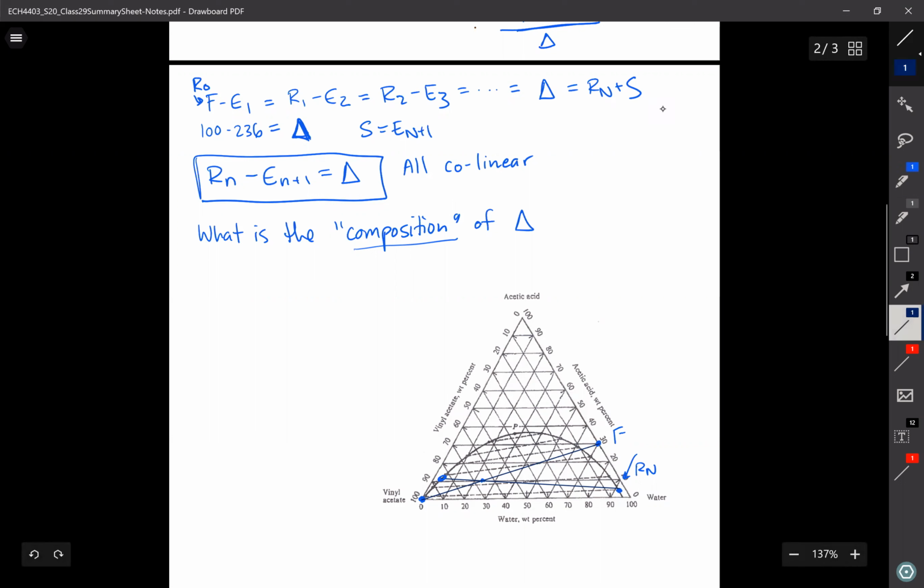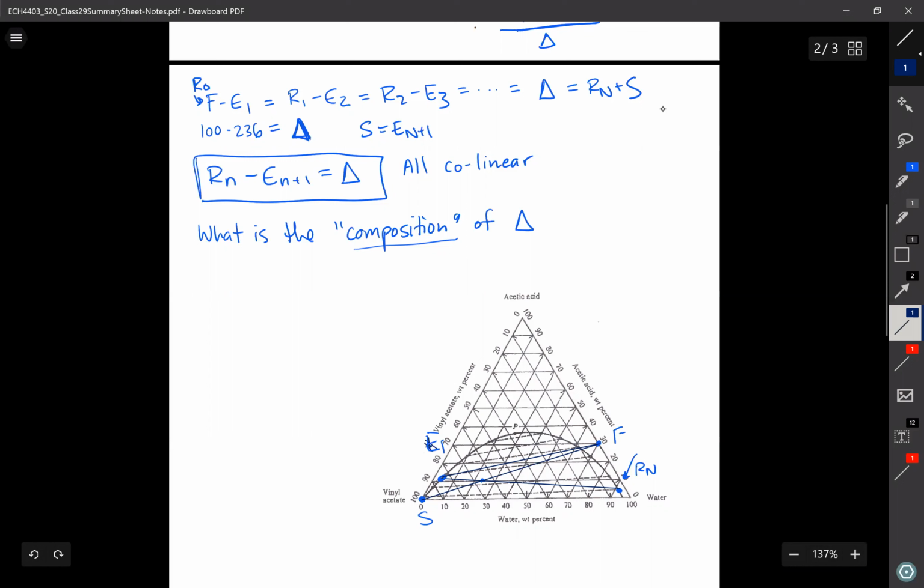So I've already labeled F, E1, come on, I can't get my pen, E1 and F are on a line. All right, and now I can see that if I just draw the line and stop it there, then I'm saying that the delta point should be collinear with both F and E1 and R and S.